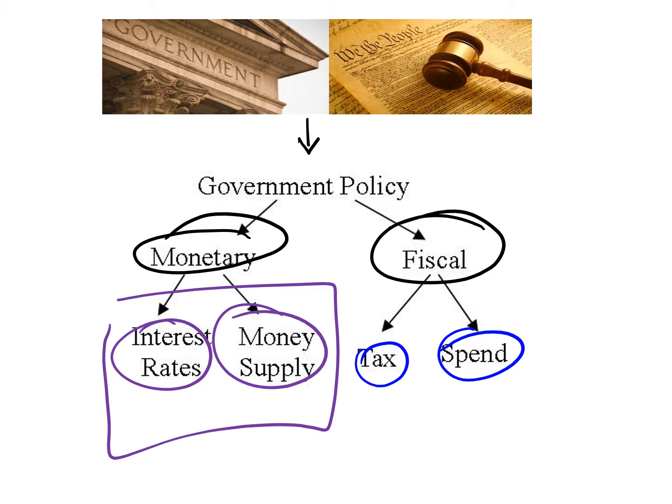Money supply as well. The government could decide to print less notes, and that would slow down the economy as well. With fiscal policy, that involves taxation and spending. So if the government wants to restrict the level of economic activity, it can increase taxation and reduce spending, and vice versa. Okay, now we have another video on fiscal policy, so this video will be on monetary policy.